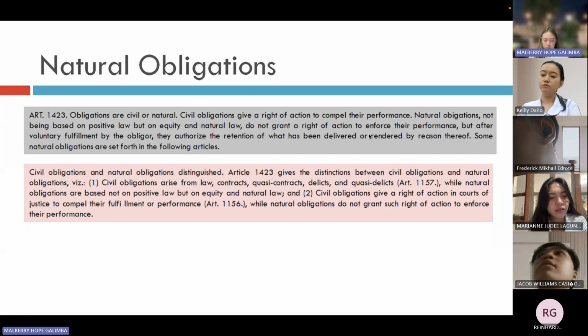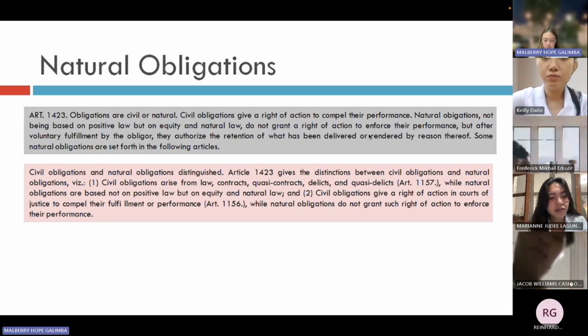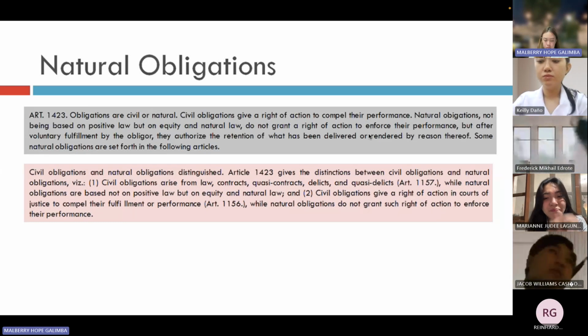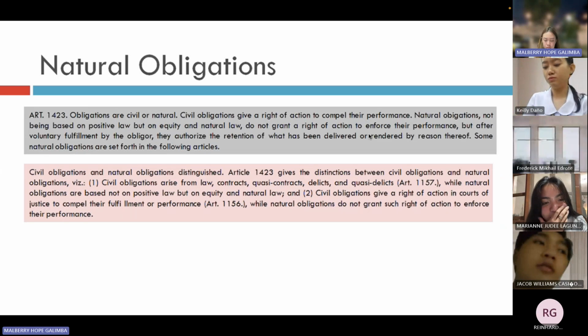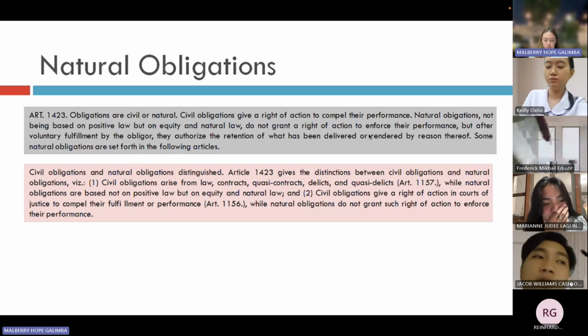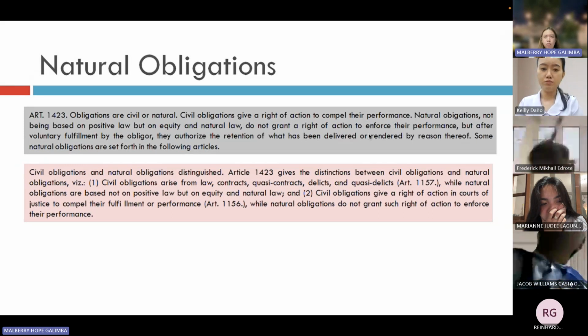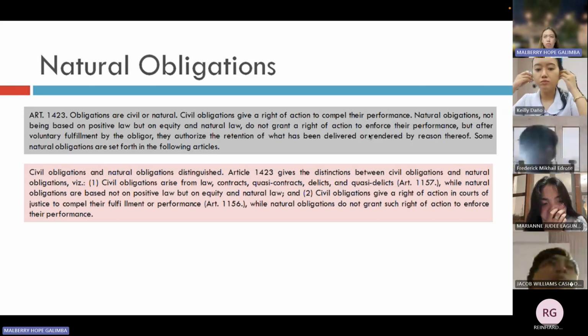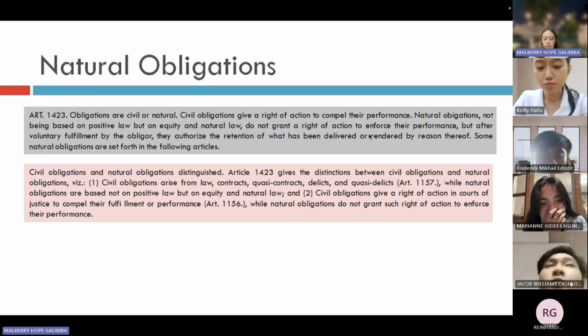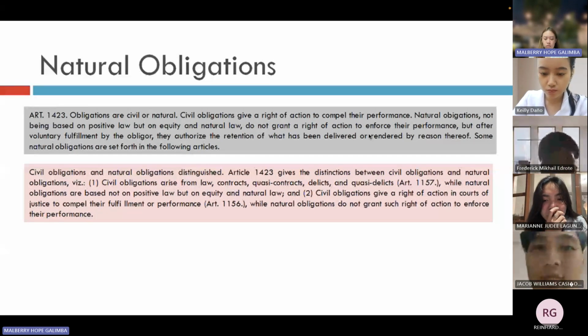Like for example, you borrowed money, and there is a period within which your creditor can collect; they can go to court and collect your debt. If that period lapses, the period has prescribed, and the creditor can no longer run after you. But if you pay voluntarily, you cannot go to your creditor and ask for the payment back, because it is a natural obligation.